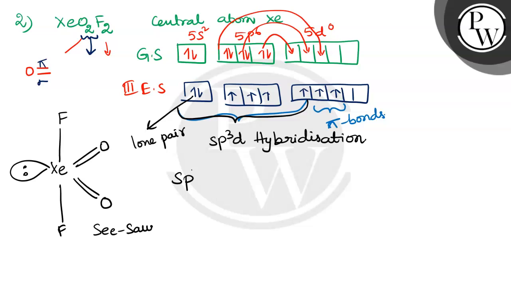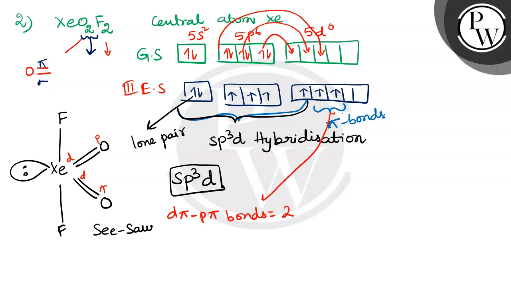Finally, what is the hybridization? sp3d hybridization for this molecule. And these d orbitals form pi bonds. How many pi bonds are there? Two pi bonds are there. These pi bonds are formed by the d orbital of xenon and the p orbital of oxygen. So this pi bond is called d pi p pi bond. So d pi p pi bonds are two. These are formed by these d orbitals. Totally four sigma bonds and two pi bonds, and one lone pair present around the xenon.